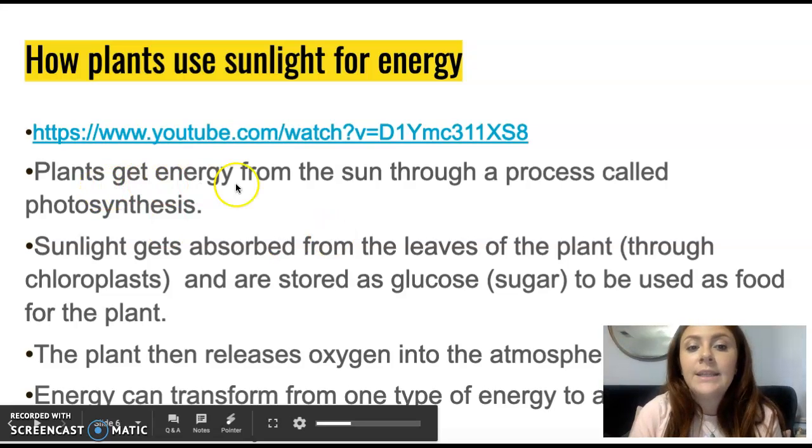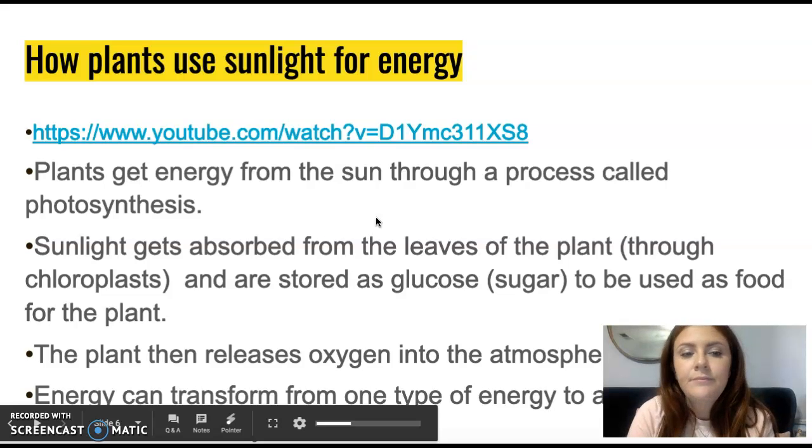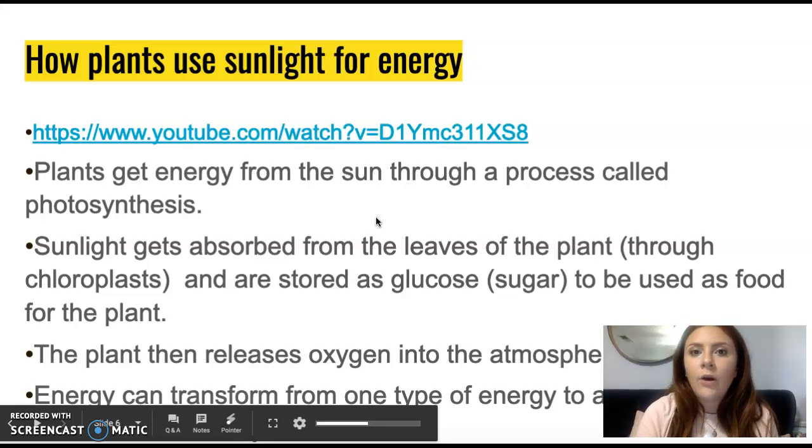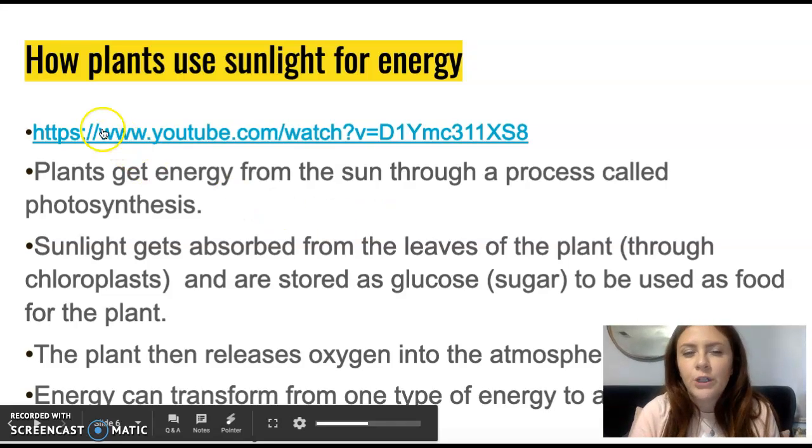So plants get energy from the sun through a process called photosynthesis. The video will explain that. Sunlight gets absorbed from the leaves of the plant through chloroplasts. Now, I'm going to give you guys a lot of this information, like a lot of the technical terms. We'll definitely go over that more in depth later. But the main idea here is I really want you to get how plants use this energy from the sun. And I don't really want you to focus on the terms per se.